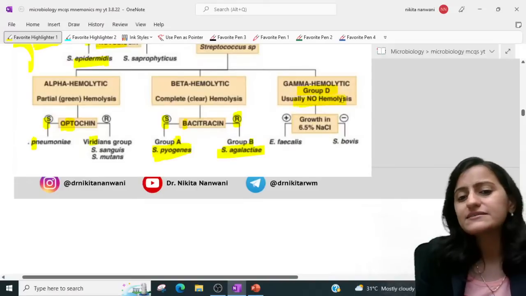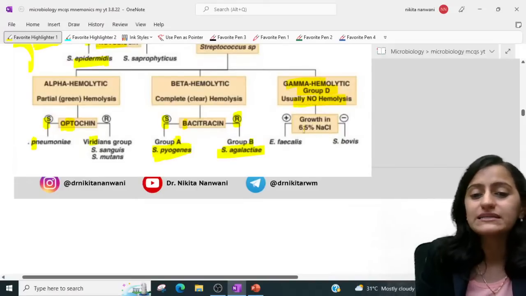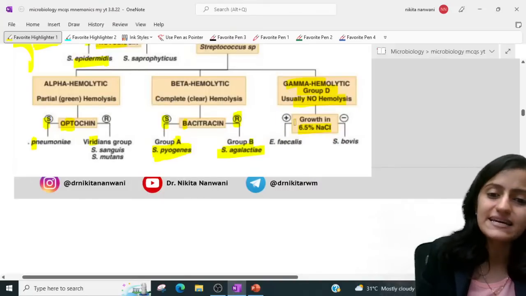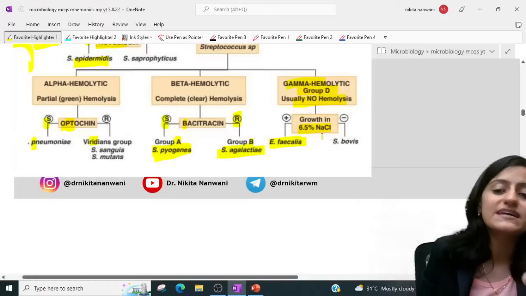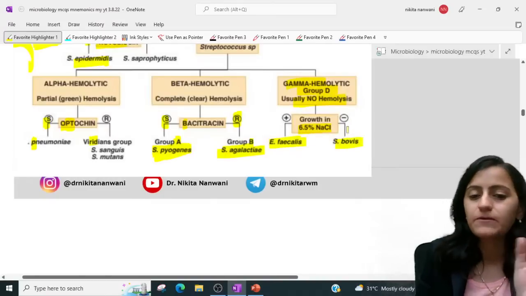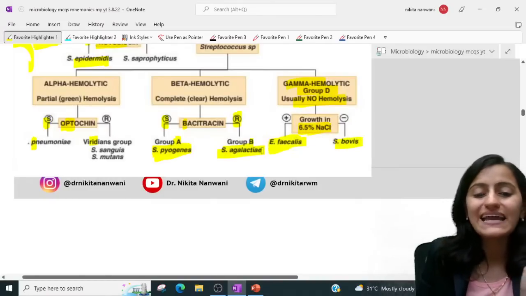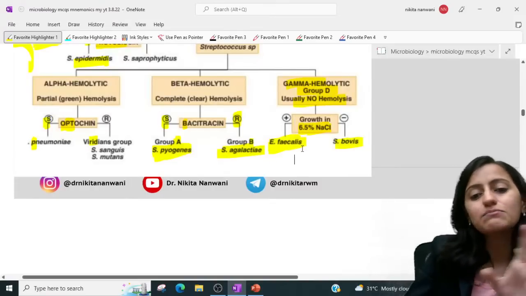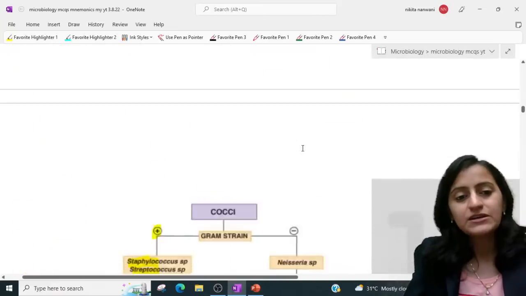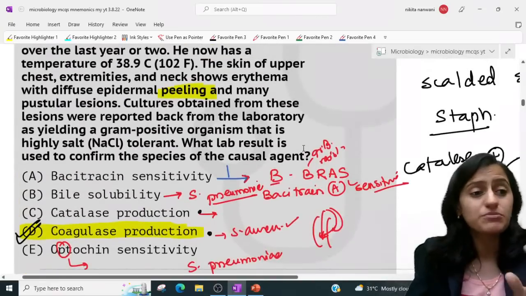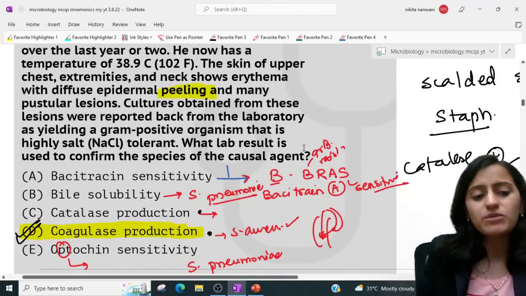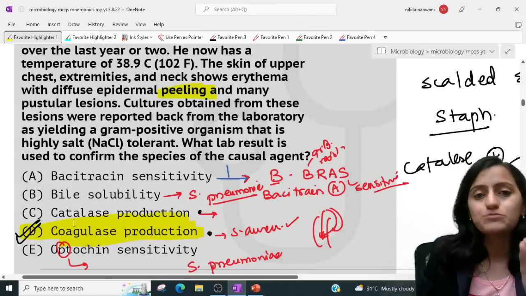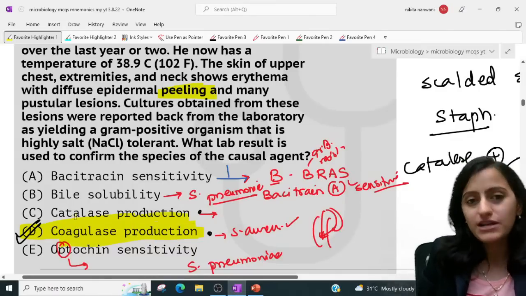For group D, that is non-hemolytic, gamma hemolytic, we look for the growth in NaCl, 6.5%. If it is present, it is faecalis. If not, it is bovis. Okay, remember, 6.5% NaCl is your faecalis. Bovis is not in NaCl. Right, so this is the flow chart that we need to remember. Very, very important. So remember, for Staph aureus, it is coagulase production.